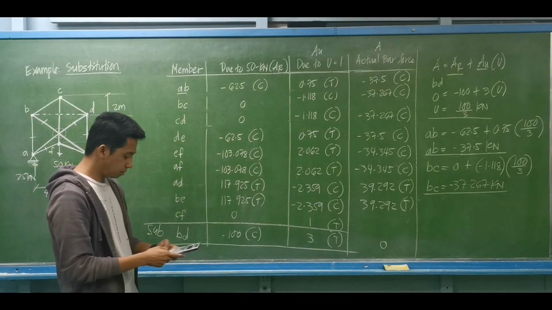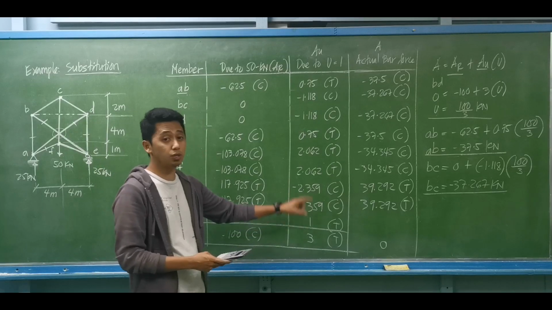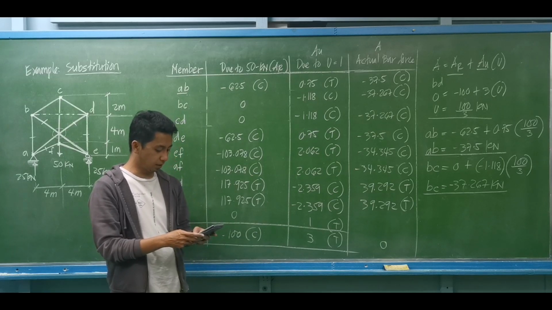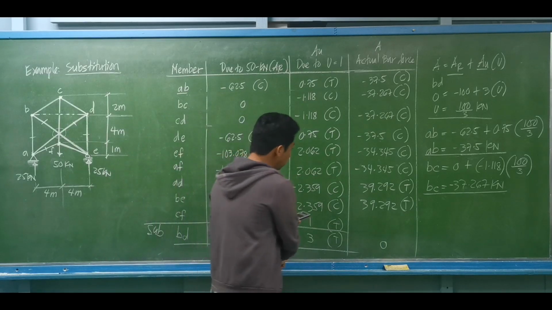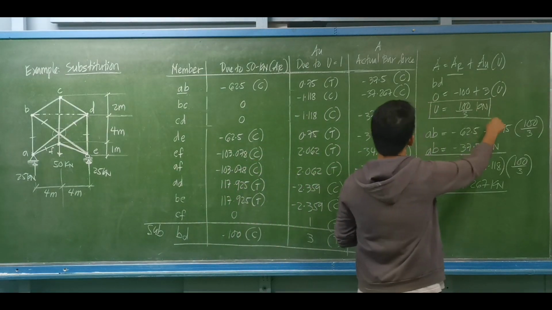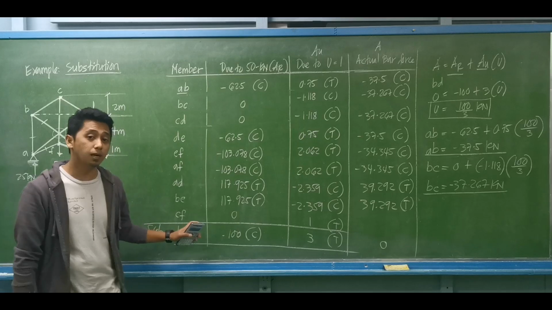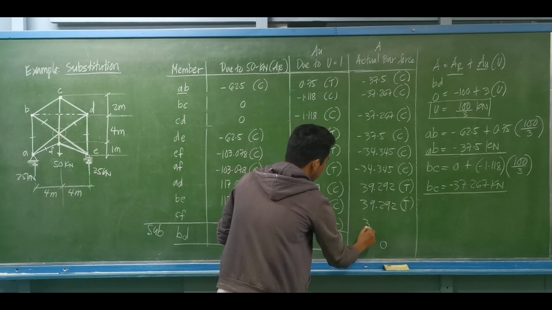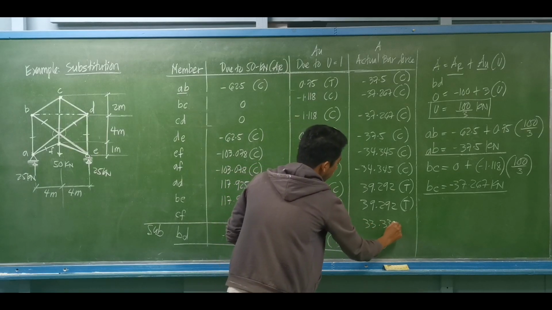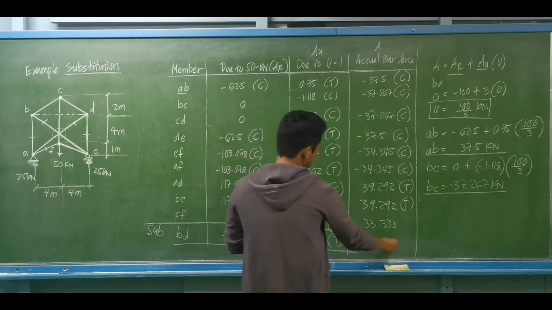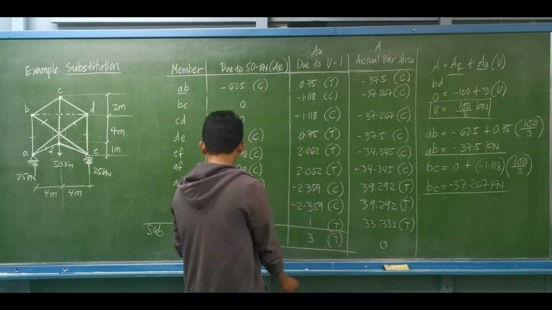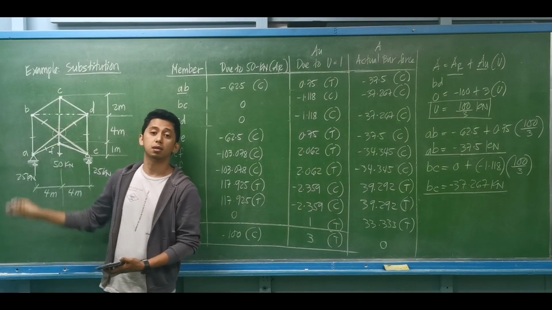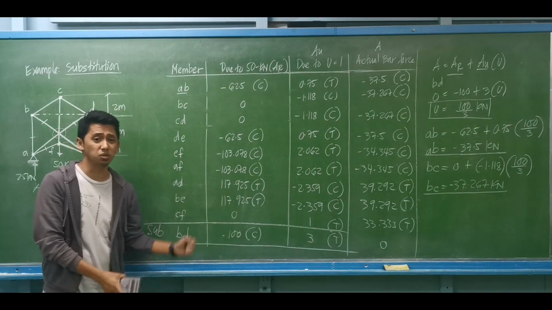Then we have CF. That is 0 plus 1. The 1 is the replacement for CF, the 1 unit load under tension, multiplied by 100 over 3. Actually, the value of U that we got here is the actual force for the replaced member, the one we removed. So this is the same as 33.333. That is positive, which means under tension. And obviously, for member BD, that is 0 since that is only an imaginary member. This is our example for complex truss using substitution.